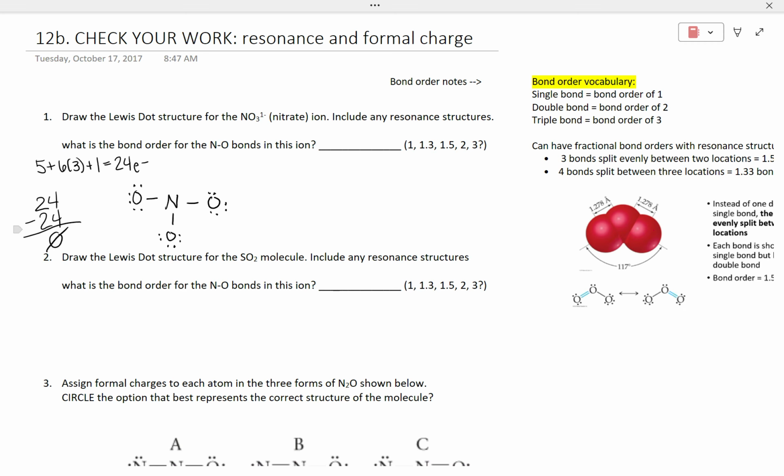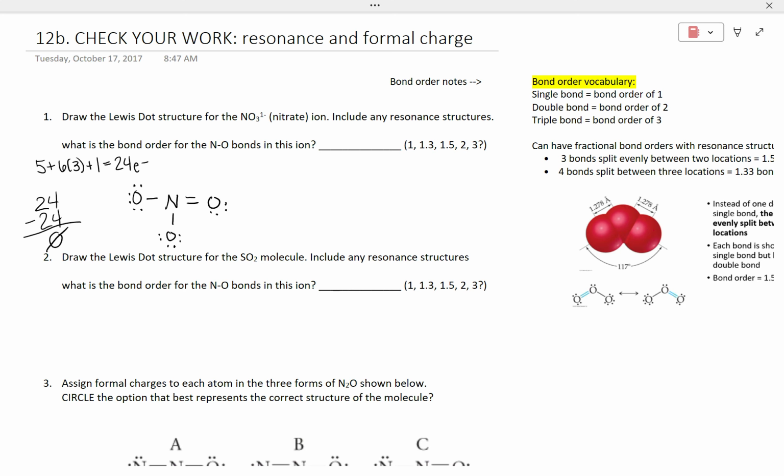So step 5 is I check and see, does everyone have an octet yet? And the answer is no. My nitrogen right here only has 2, 4, 6 electrons around it. It wants 8. So the only way I can do that is by making one of these oxygens share one of its pairs of electrons. And notice how there are 3 oxygens here that have some extra electrons to share. I could make any of those oxygens share an electron.